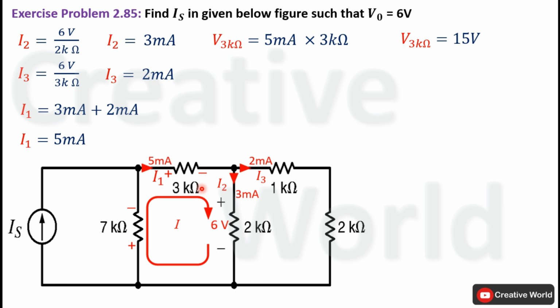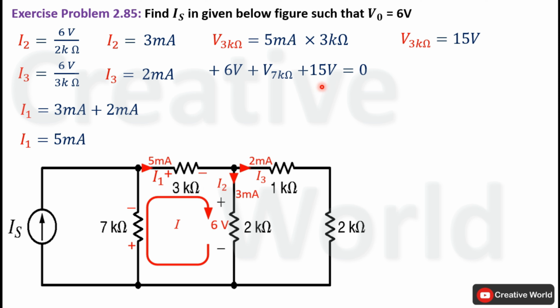Now we will write KVL equation of this closed loop. Start from 6 volt, current entering terminal is positive, so 6 volt will be taken with positive sign. Next is the voltage across this 7 kilo ohm resistance. This will be taken with positive sign because current entering terminal is positive. Next is the voltage across this 3 kilo ohm resistance, that is 15 volt. It will be taken with positive sign because current entering terminal is positive.